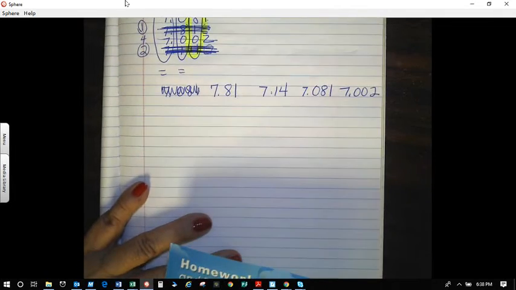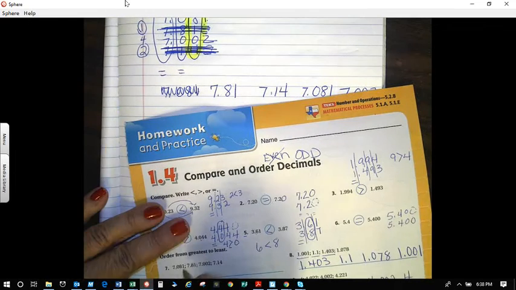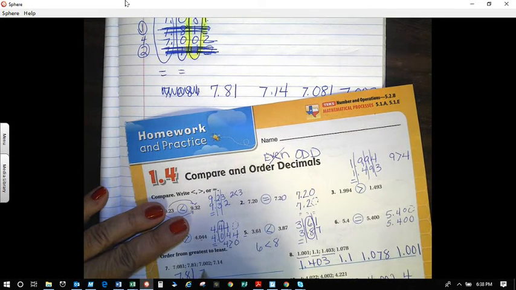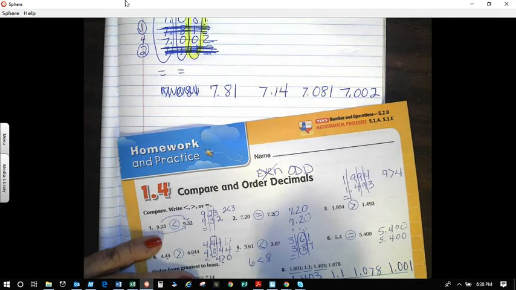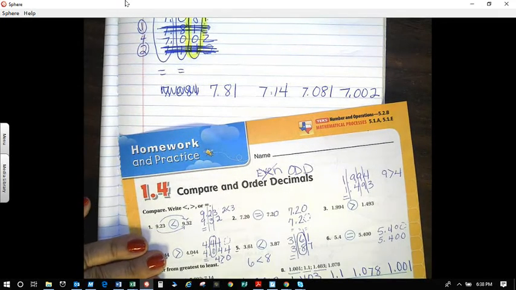I'm going to move that up. And so I have 7 and 81 hundredths, 7 and 14 hundredths, 7 and 81 thousandths, and 7 and 2 thousandths.